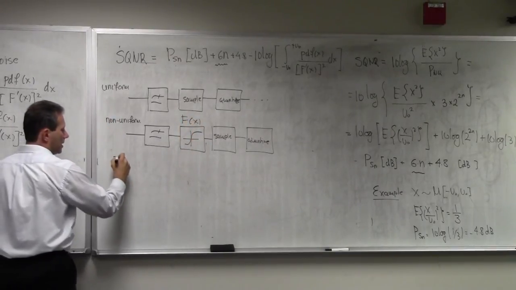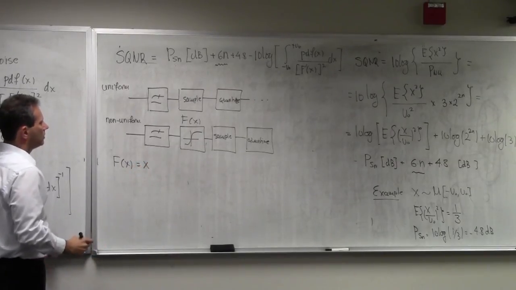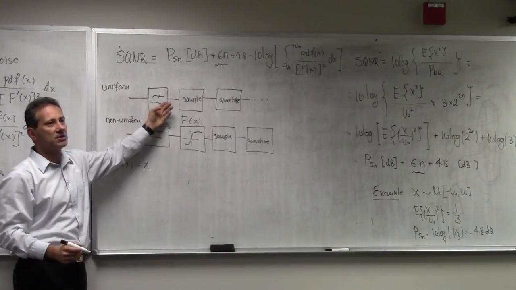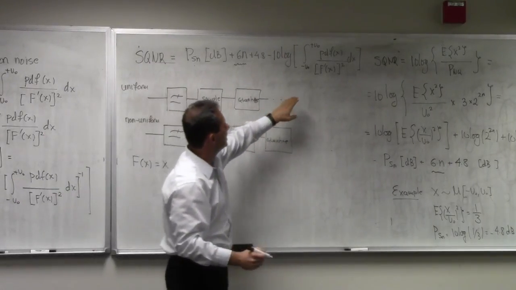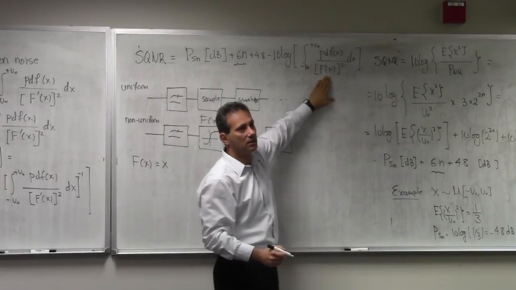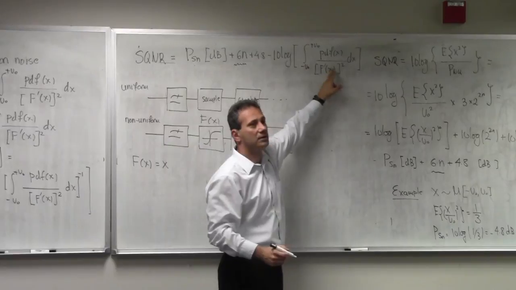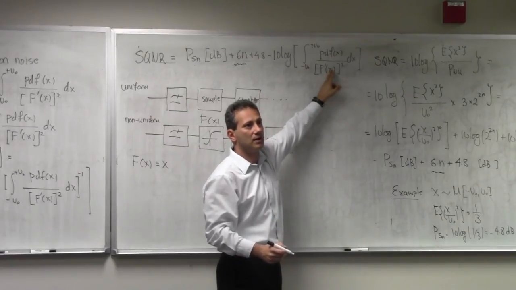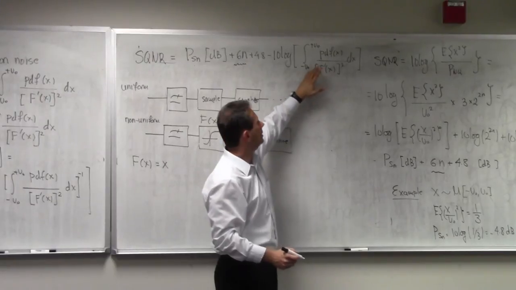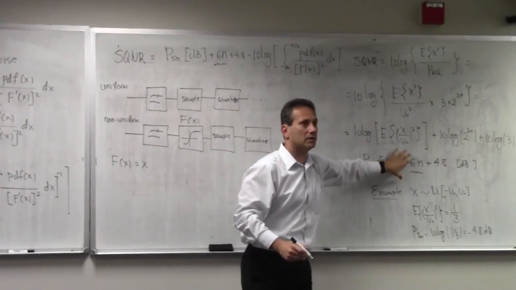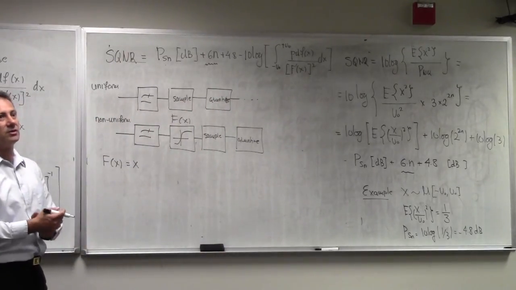If I were to make f of x equal to x, then you can see that this is a special case of this one. And you can see that even by equations here. If I make f of x equal to x, then f prime of x is equal to 1. And then this is the area under the curve of this PDF, which is 1. So 10 log of 1 is 0. And then this becomes the same as this, right? So that's a trivial case. That's not a very interesting case for us.